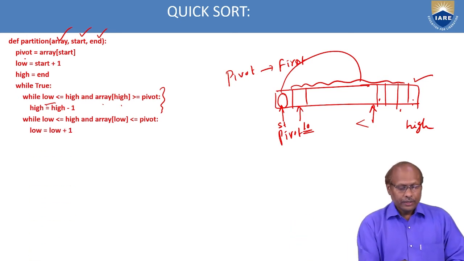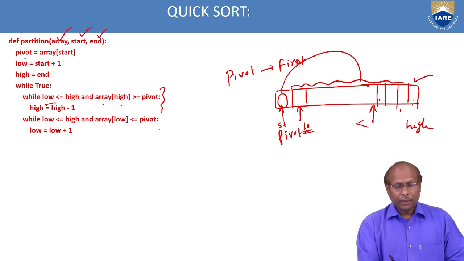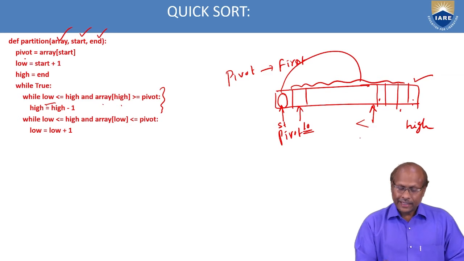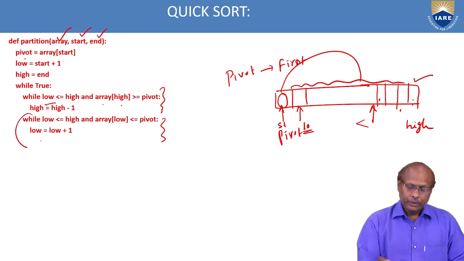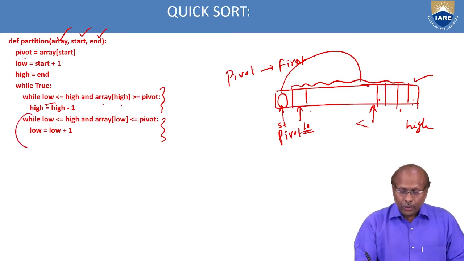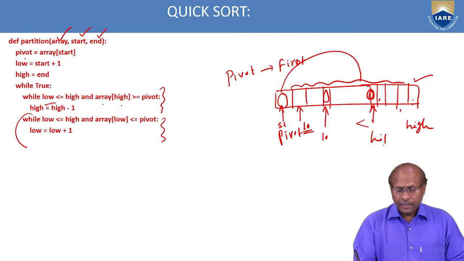So here also the low must be less than high, and array of low should be less than or equal to pivot, because this data must be less. That's why this loop will continue till this condition is satisfied. Whenever the condition fails, come out. At that time, the low index and high index have stopped; assume low failed here, and high failed here. Now whatever data is available here and here is the low data and the high data.